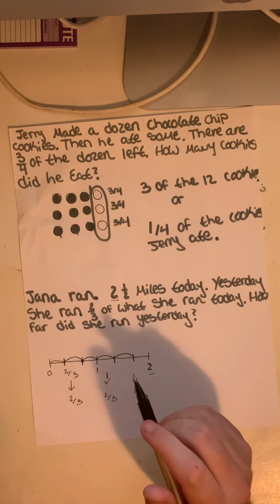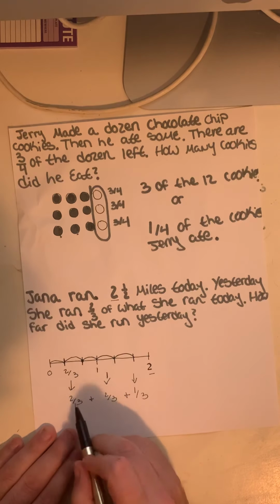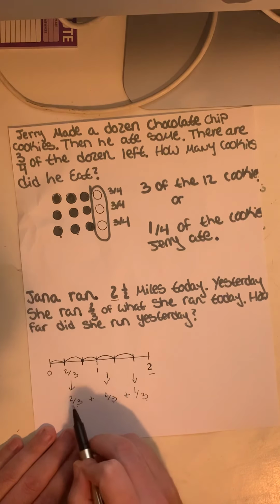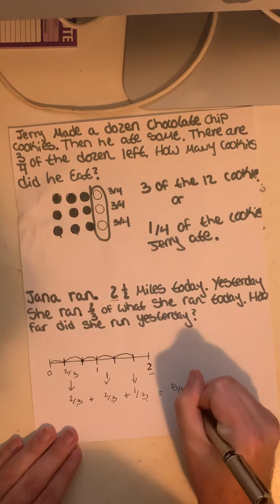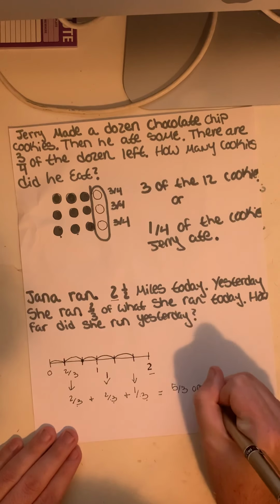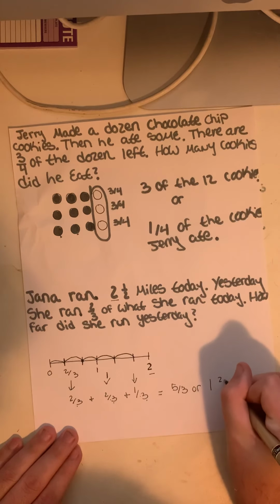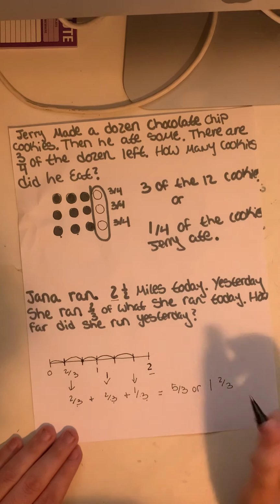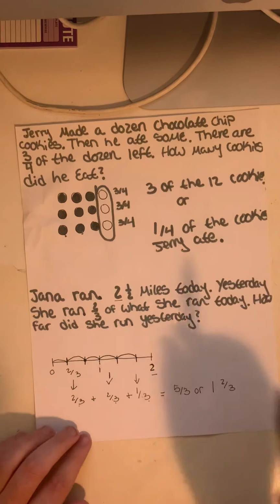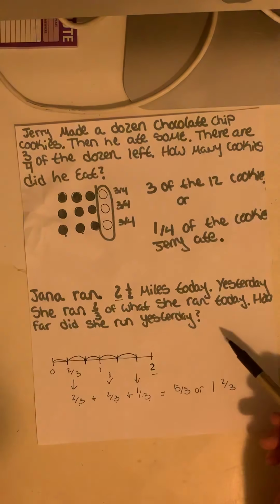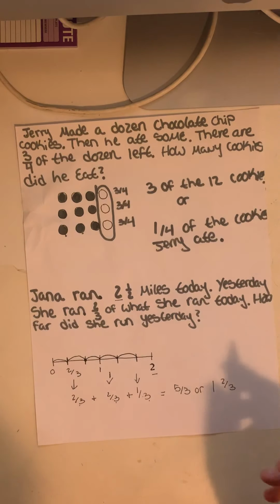So now what we have to do is add these together. So 2/3 plus 2/3 plus 1/3, that's 2, 4, 5/3, or 1 and 2/3. So Jana ran 2.5 miles today. Yesterday she ran 2/3 of what she ran today. How far did she run yesterday? Jana ran 5/3 or 1 and 2/3 yesterday.